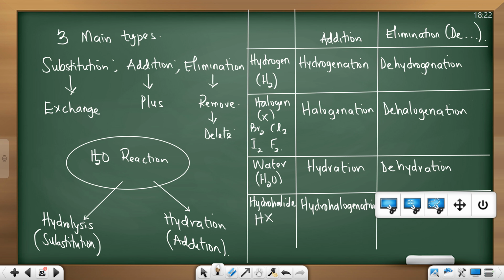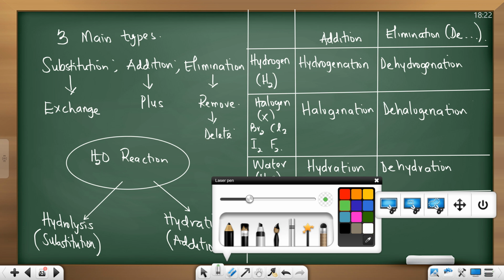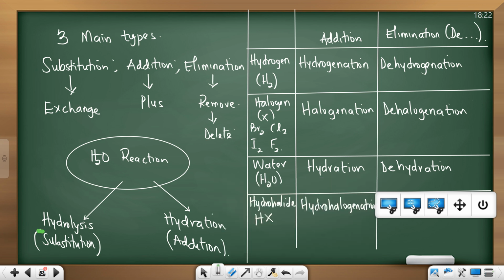Hydrolysis is substitution. You know how I remember? I'll tell you how I remember. Something silly. Look at what I do. I read it: hydrolysis is substitution. The IS, the last IS, is substitution. And hydration is addition.